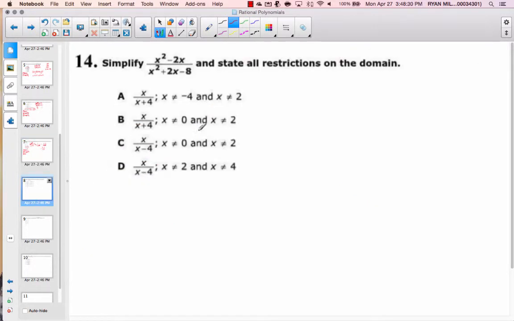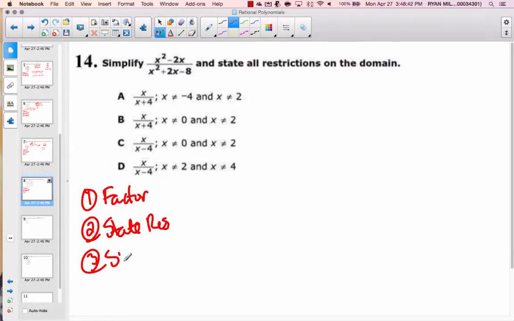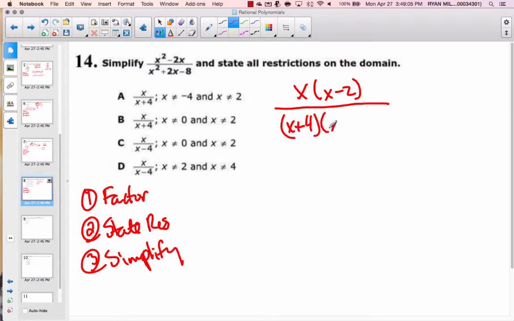Okay. All right. Next example, we're asked to simplify this and state all the restrictions. Keep in mind, we're going to factor. Then we're going to state our restrictions, and then we're going to simplify. Okay, don't forget the order. So I got to factor this. The top is factoring by reverse distribution, so I'm just going to pull an x out, and I get x minus 2. The bottom is factoring a trinomial, so I'm going to do 1 times 8 is 8. Factors of 8 that get me positive 2 are x plus 4 and x minus 2.